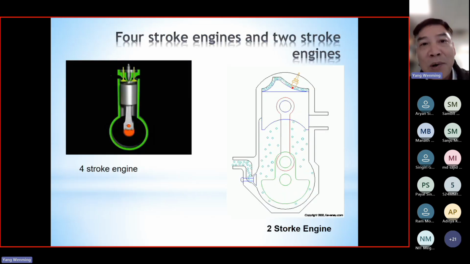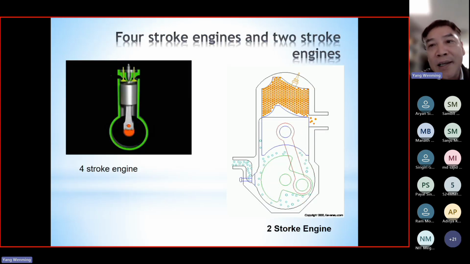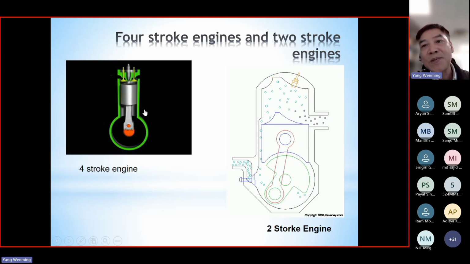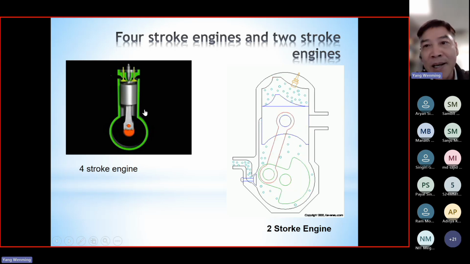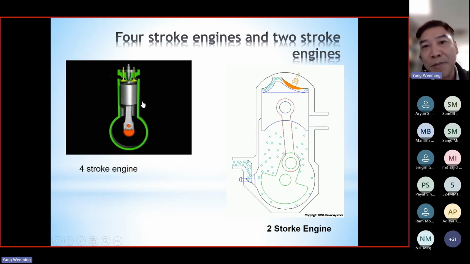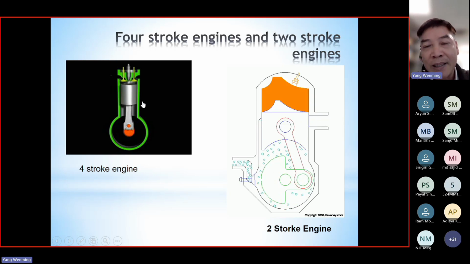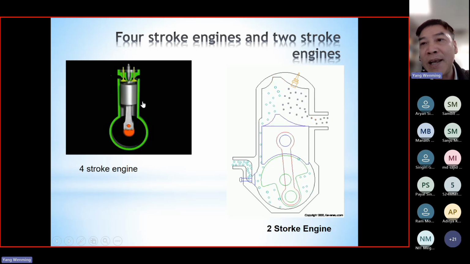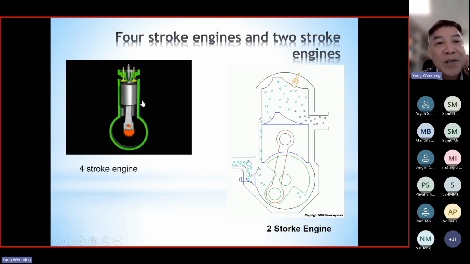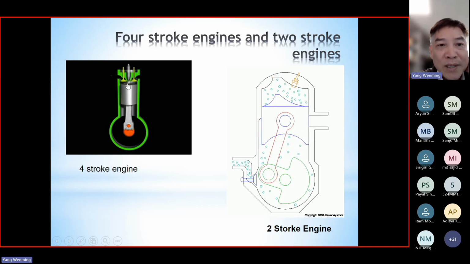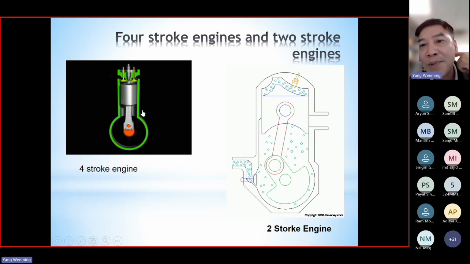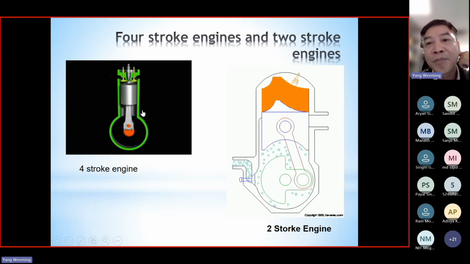The next one I want to introduce is four-stroke engines and two-stroke engines. Four-stroke engines, I have shown you already, the basic working process. One cycle consists of four strokes, namely the intake stroke, compression stroke, power stroke, and exhaust stroke, which means the piston will move between TDC and BDC four times to complete one cycle.